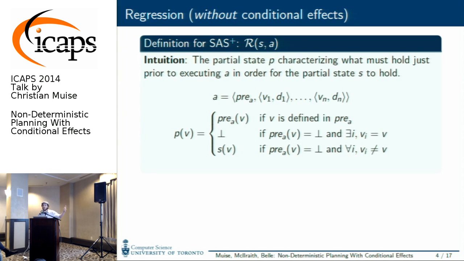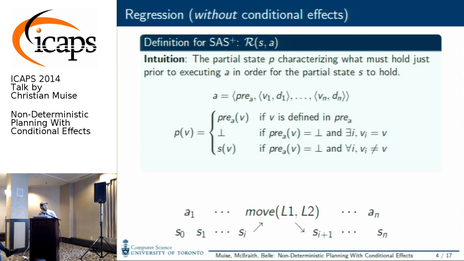Now, I'm only going to define regression here, not for conditional effects, but what was done back in 2012. So this is just a regular effect, no conditions, V1 goes to D1 and so on. Intuitively, what it gives you is the partial state just before applying an action that allows for a partial state to hold after the action. So what you feed into regression here is, I shouldn't have used S, I should have used P. It's a partial state, so it's some setting of the variables, and you want to ask yourself what must have held just before you executed A in order for that partial state to hold.